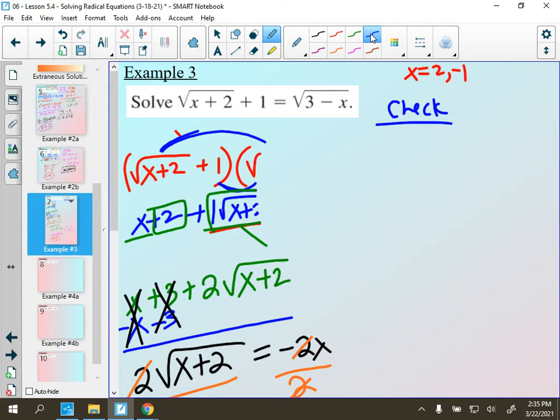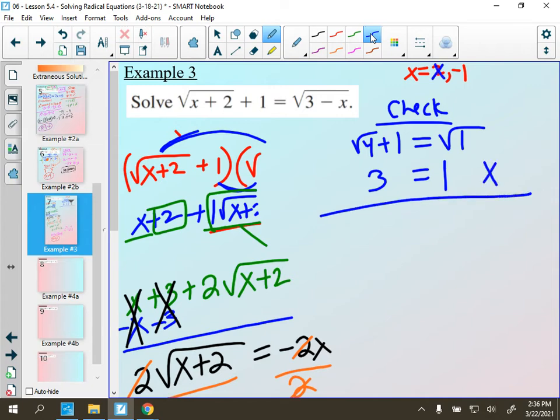2 plus 2 is 4. The square root of 4 plus 1 on the left side. Let's just go ahead and do it. 2 plus 1, 3. All right, let's see what happens over here. 3 minus 2 underneath the radical, so 3 minus 2 is 1. Uh-oh. Square root of 1 is 1. Yeah, no good. All right, so my 2 didn't work.